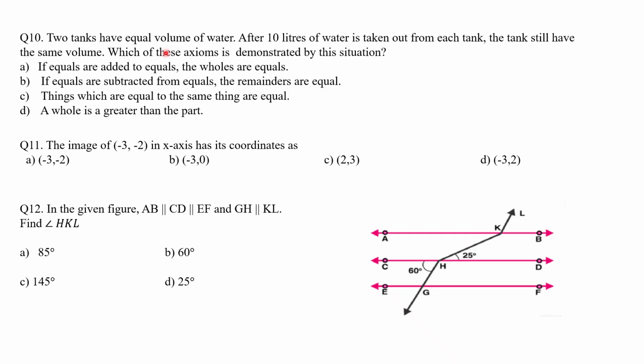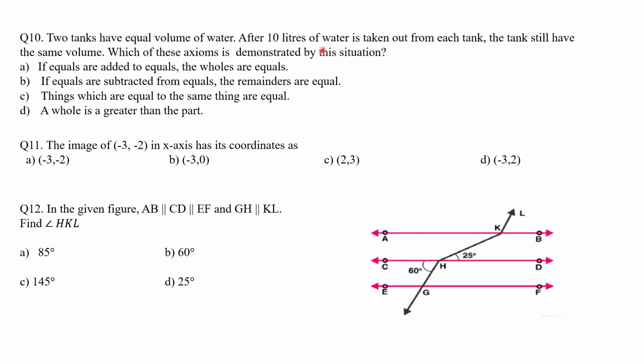Okay. So now see, initially also they have the same volume of water. Now 10 liter of water is taken away from both the tanks. So obviously both the tanks will have the same volume of water, isn't it? So which of these axioms is demonstrated by this situation?